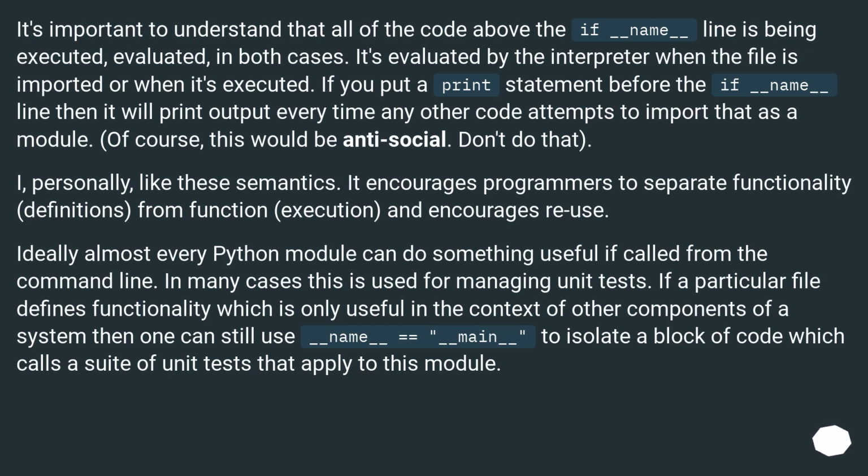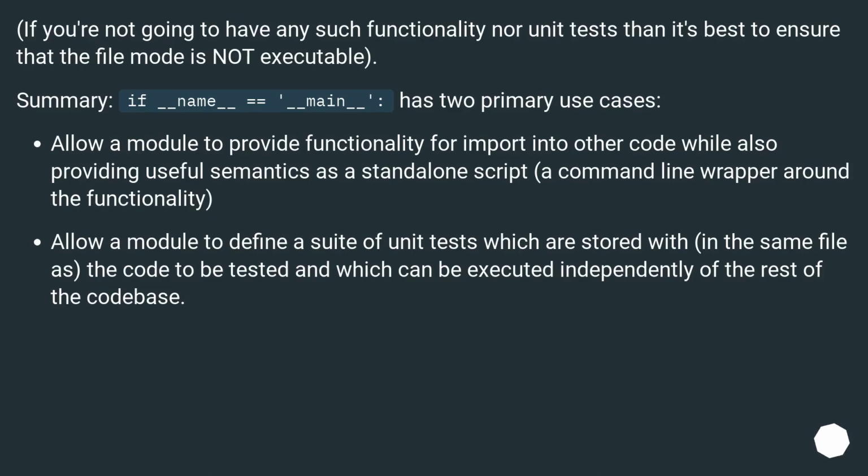If a particular file defines functionality which is only useful in the context of other components of a system, then one can still use __name__ == __main__ to isolate a block of code which calls a suite of unit tests that apply to this module. If you're not going to have any such functionality nor unit tests, then it's best to ensure that the file mode is not executable.